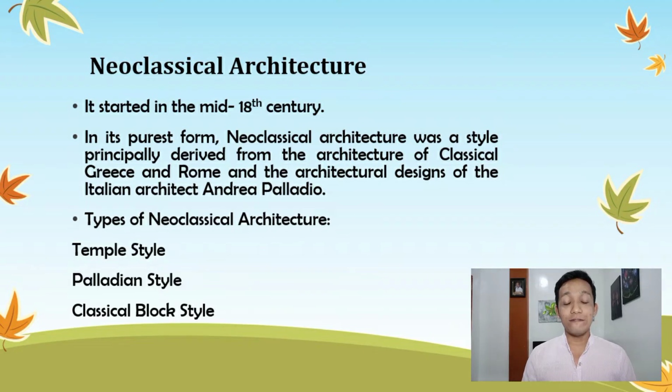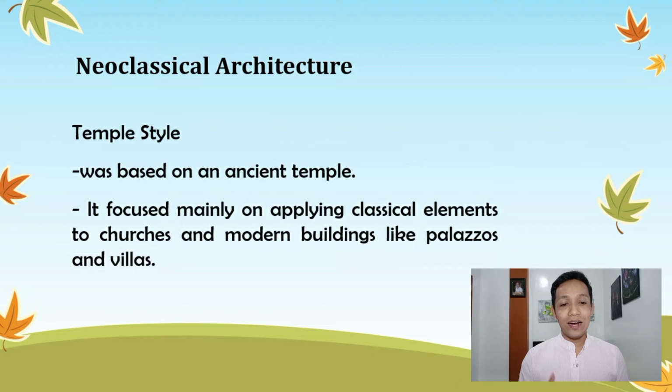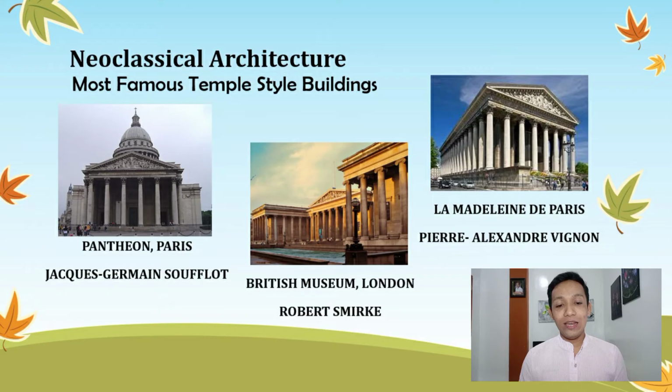These are the different types of neoclassical architecture. First is temple style, second is Palladian style, and the third is classical block style. Here are the examples of neoclassical architecture in temple style buildings. First is the Pantheon in Paris, designed by Jacques-Germain Soufflot. The British Museum in London is the second, designed by Robert Smirke. And the third one is La Madeleine de Paris, designed by Pierre-Alexandre Vignon.